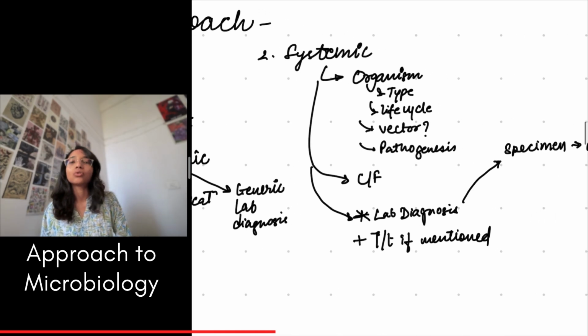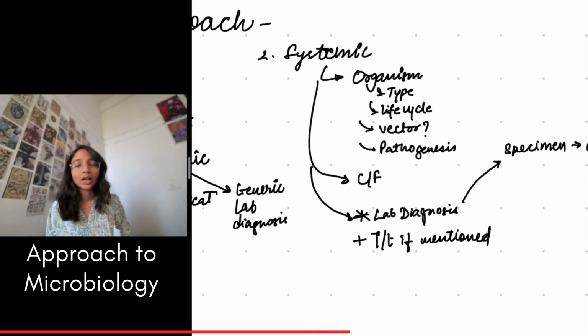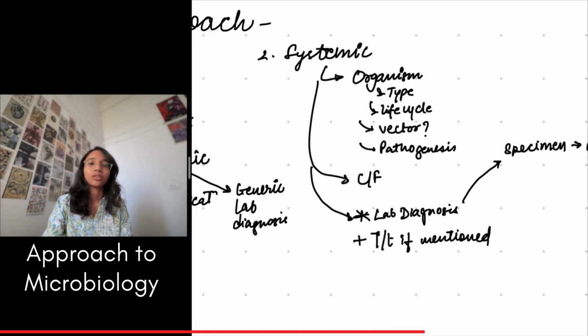However, when we move on to systemic, when you look at an organism, you need to know what is the type of this organism. Is it a bacteria? Is it something else? If it's a bacteria, how does it stain on gram staining? What is the life cycle of this organism? Does it have vectors? Does it have hosts? How does it infect the host? The pathogenesis once it is inside the body. Is it like creating ulcers? Is it infecting your bloodstream? Then we have the clinical features. Then the most important part, we have the lab diagnosis with treatment if it is mentioned in the book.